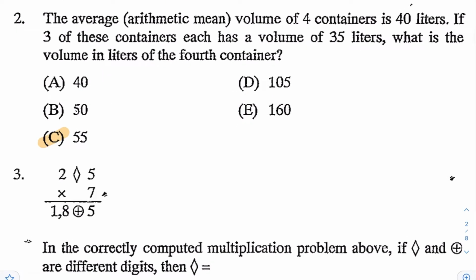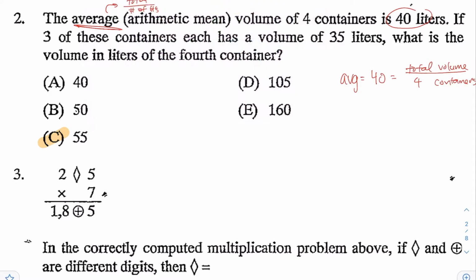Next, for number 2, the average arithmetic mean volume of 4 containers is 40 liters. If 3 of these containers each has a volume of 35 liters, what's the volume in liters of the fourth? So average means you have to take everything and add it all up. You want to divide it by the number of numbers, or the number of data in this case. So you have 4 containers, and the average is 40. So the average is equal to 40, and that's equal to the total volume divided by the total number of containers, which in this case is 4 containers.